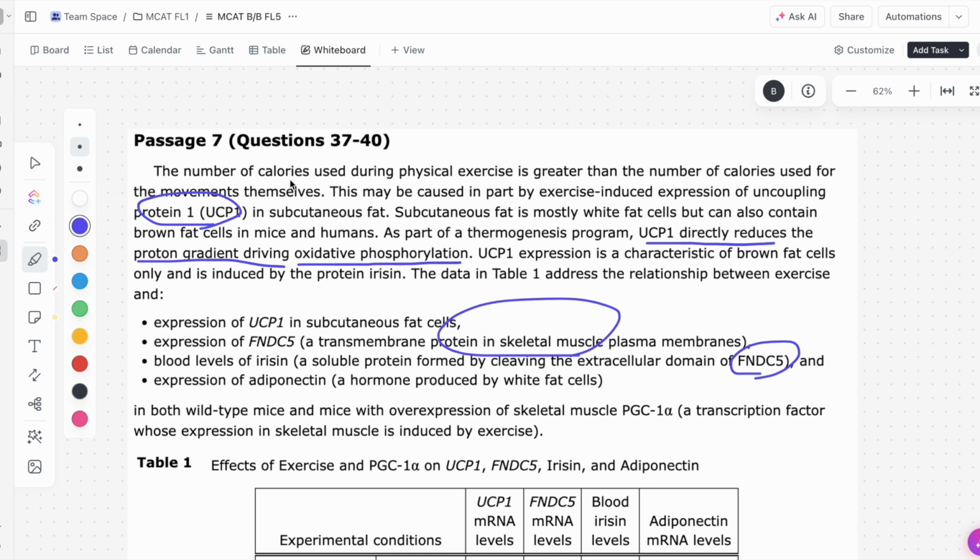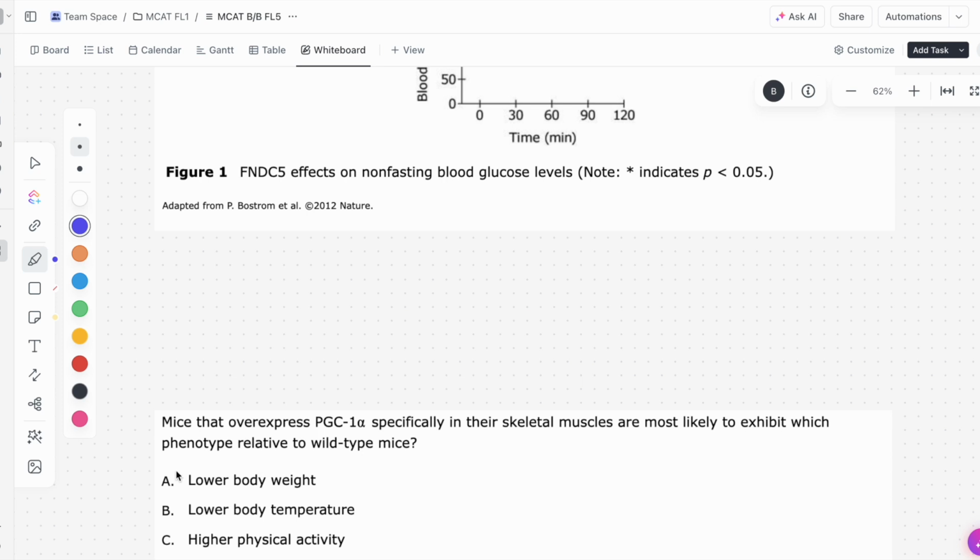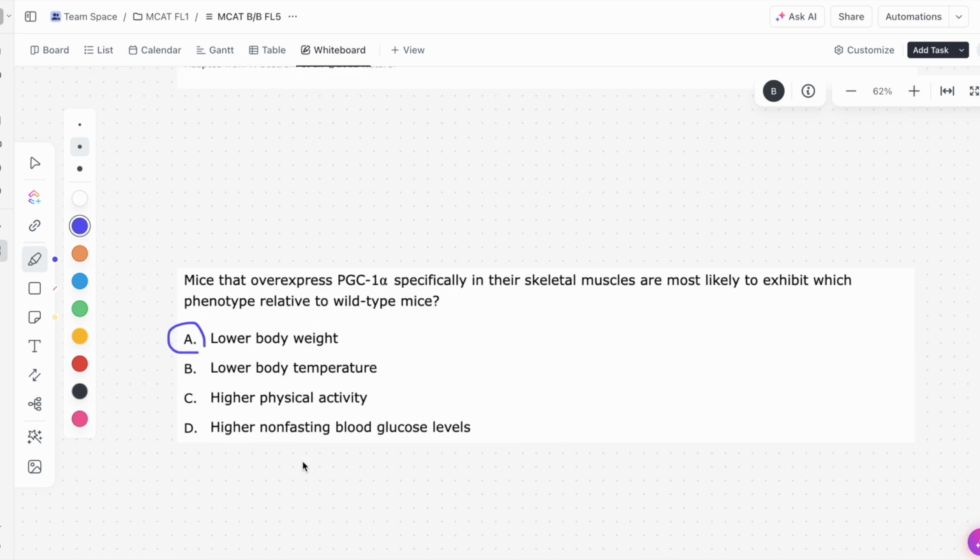Another clue here is that the number of calories used during physical exercise is greater than the number of calories used for the movements themselves. And remember, the second sentence here says that the UCP1 might be one of the reasons for this. So what does that mean? If you have higher levels of UCP1, you're going to burn more calories. You burn more calories, what do you get? Lower body weight. So A looks like a pretty attractive answer right now, but let's take a look at B, C, and D.